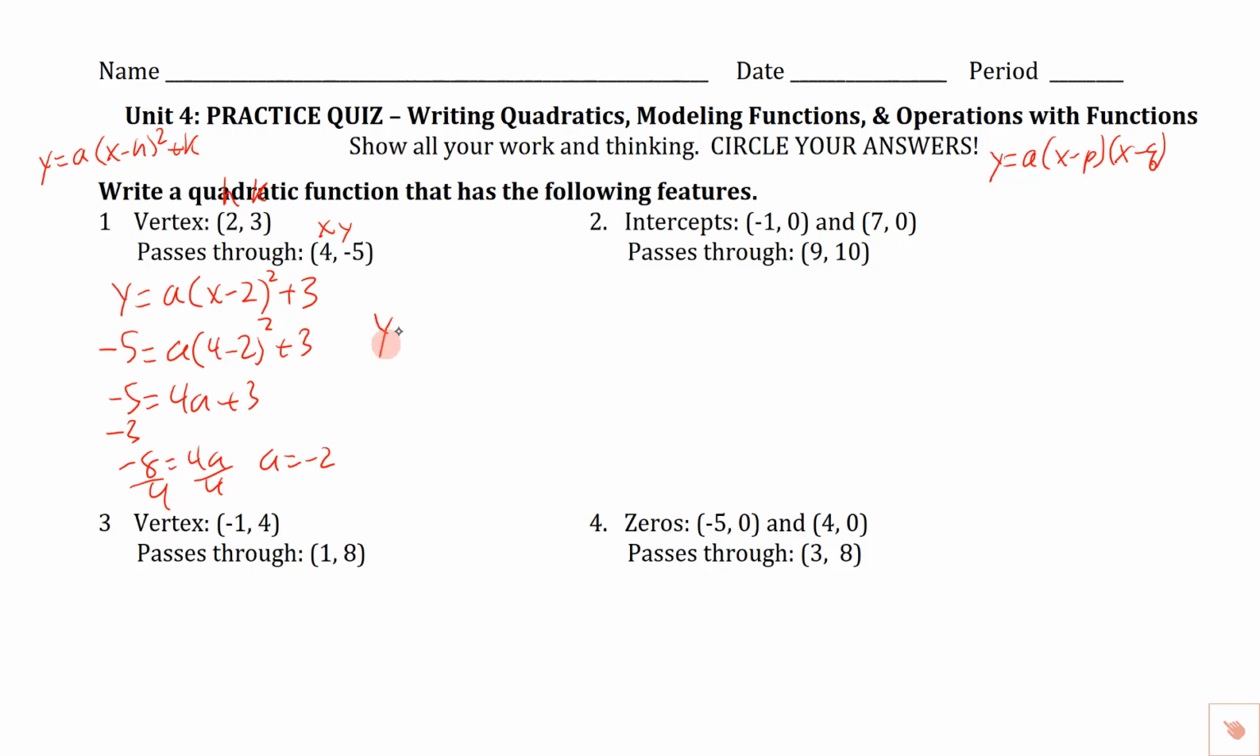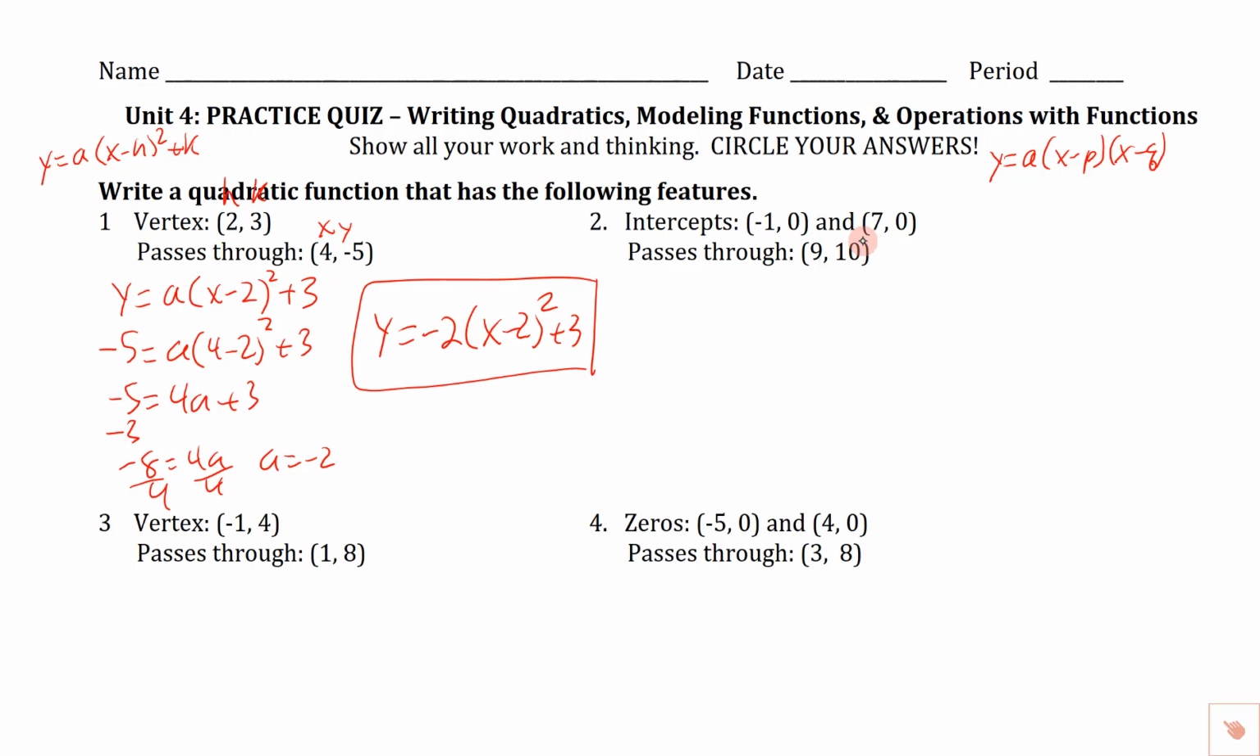Now I can come back here and write the answer. So this is going to be y equals negative 2, parentheses, x minus 2 quantity squared, and then plus the 3, and this would be the answer. And again, you can write y equals or f of x equals. Either one would be fine.